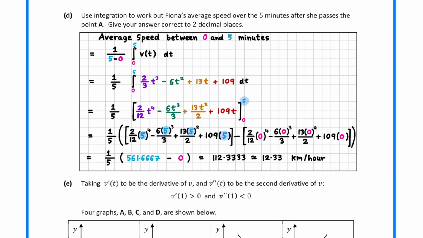We sub in the upper limit of 5, sub in the lower limit of 0, and then subtract. Performing this calculation brings us to our final answer.